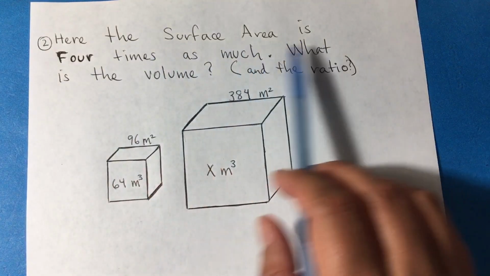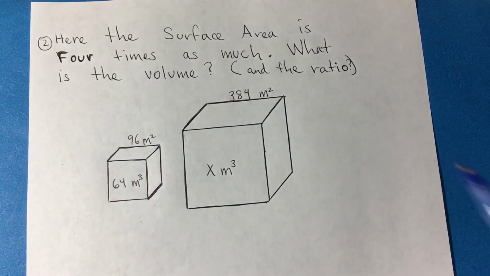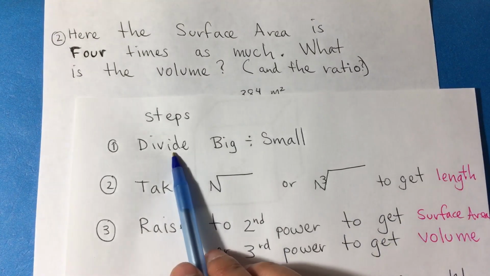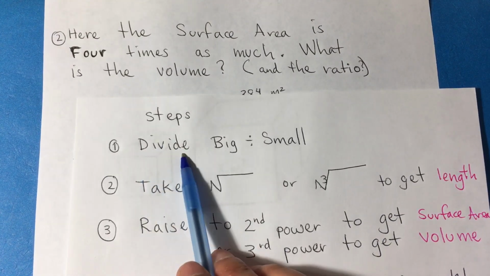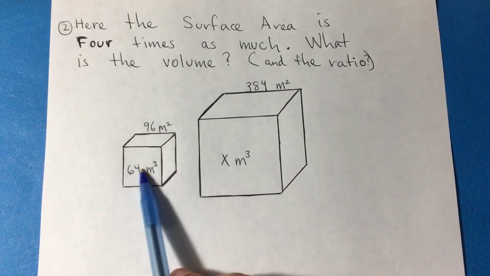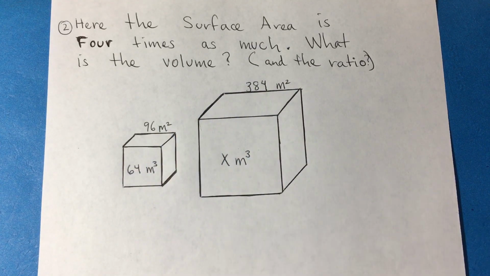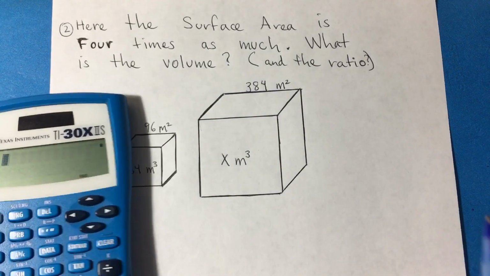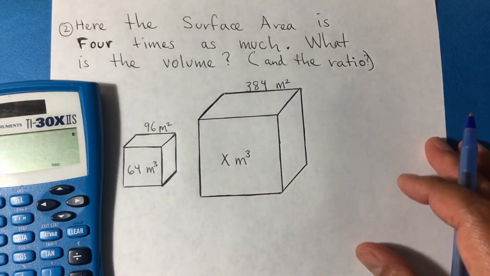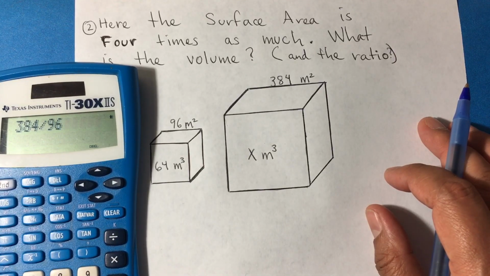It says here the surface area is 4 times as much. If we multiply 96 times 4, we get 384. Here, if they didn't tell us this information, how do we know? The first step is to divide the big measurement by the small one. In here, we cannot divide these ones because we don't have one of those measurements, but we have these two measurements. That's the one that we divide. Now, the big shape is this number, and we can look at the shape or at the numbers. Okay, so 384 divided by 96 is equal to 4.